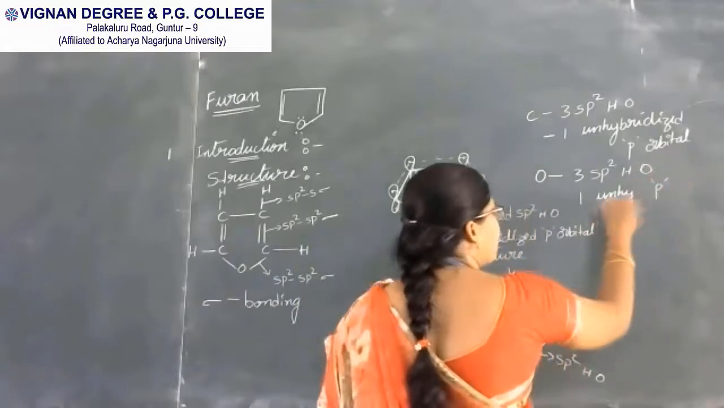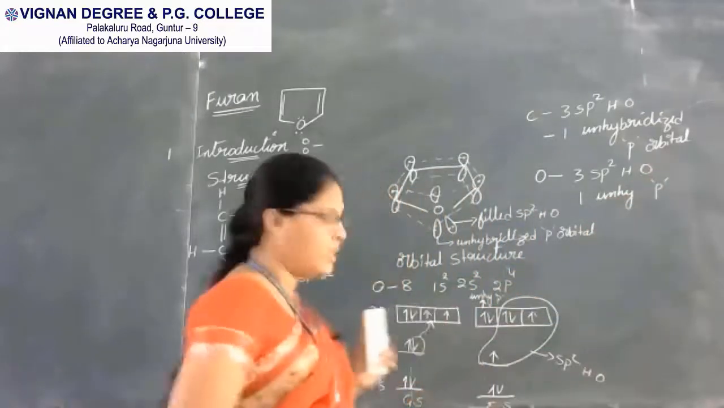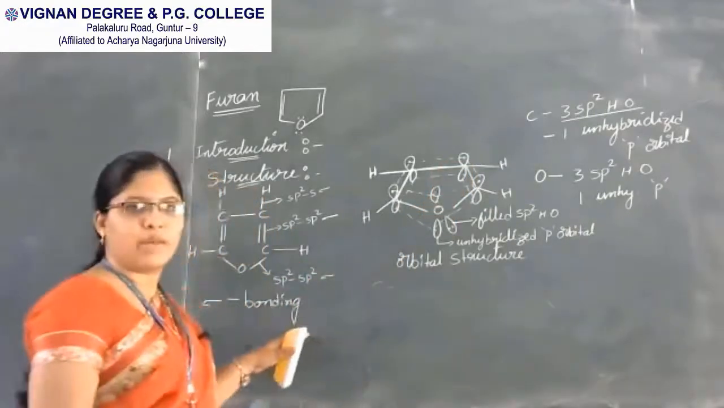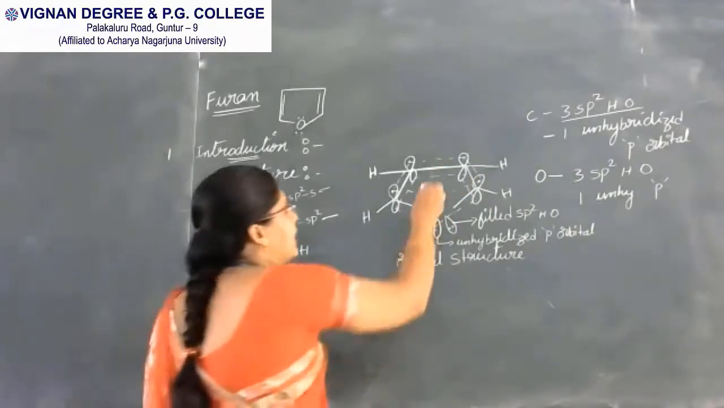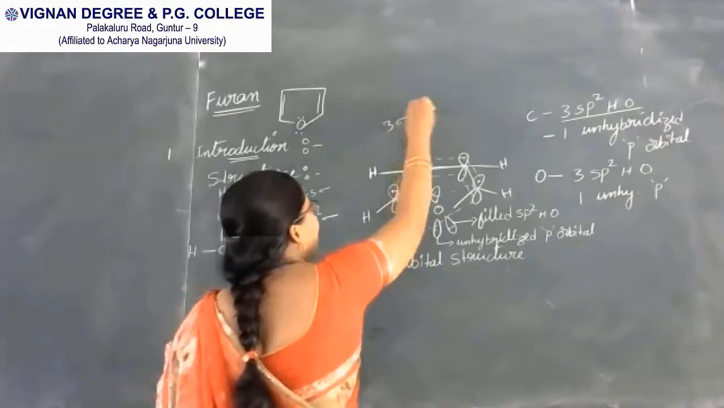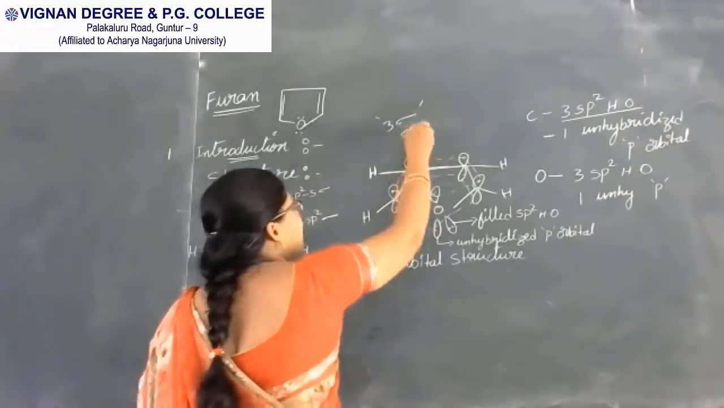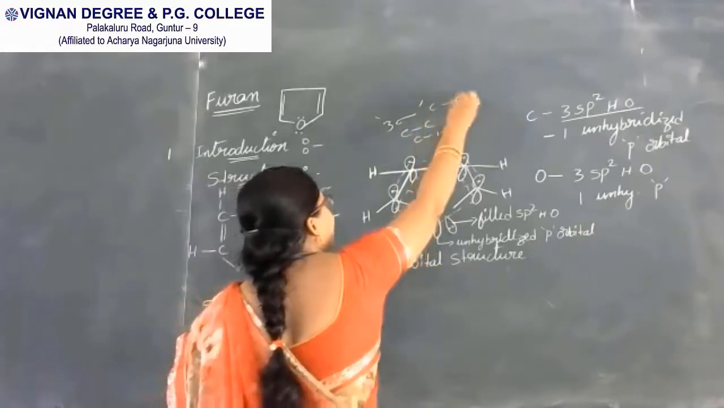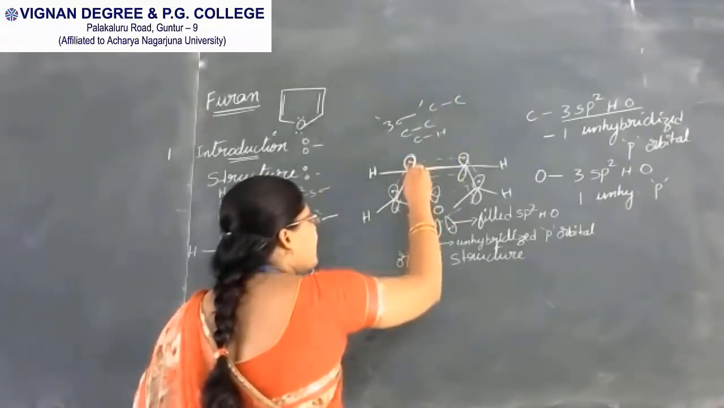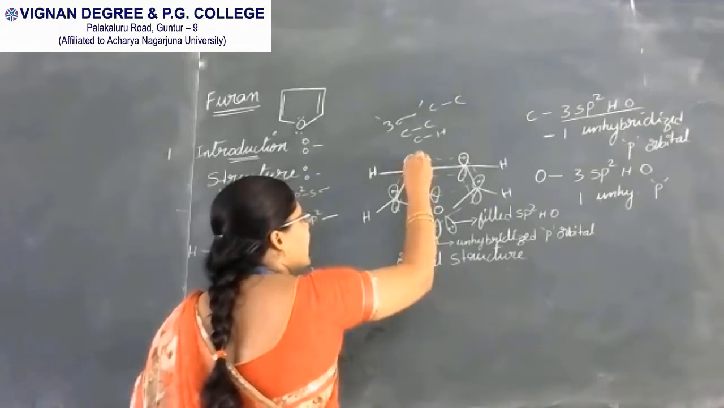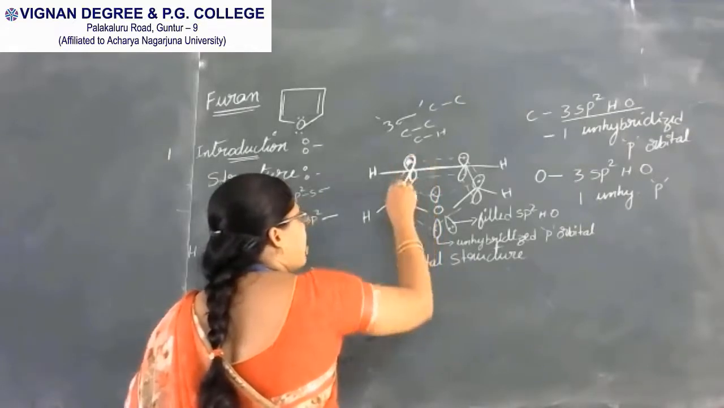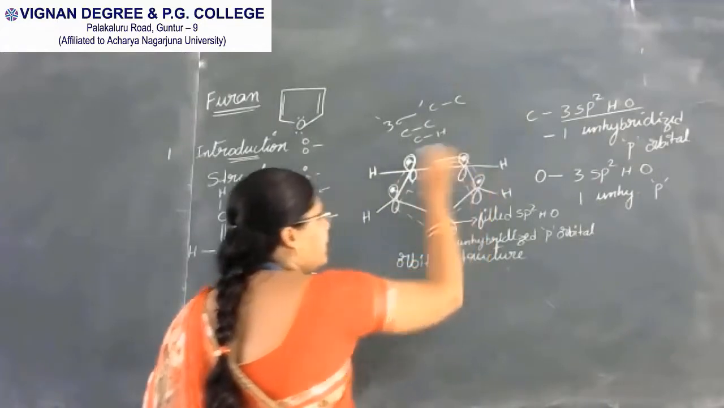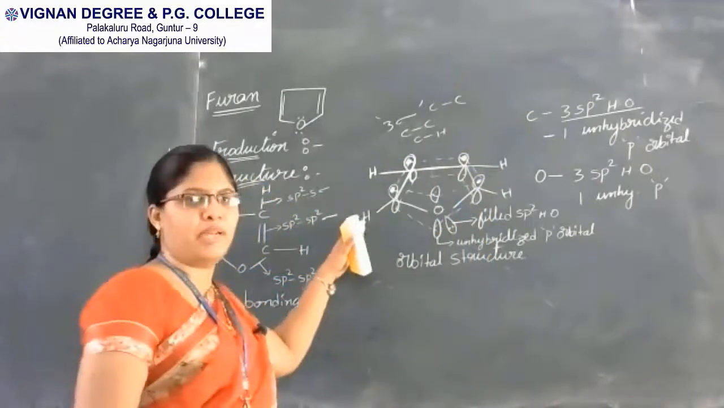This unhybridized p orbital has 2 electrons. The 3 sp2 hybridized orbitals are involved in 3 sigma bonds. They form 3 sigma bonds: carbon-carbon, carbon-hydrogen, and carbon-carbon. This is an unhybridized p orbital which contains 1 electron, 1 electron in each carbon atom.